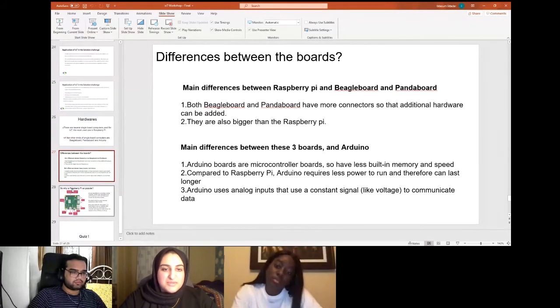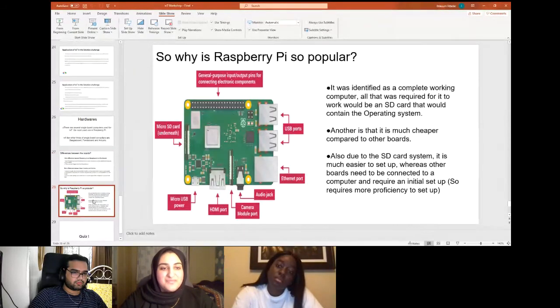And the difference between these three boards and Arduino is that Arduino is actually a microcontroller board, so it has less memory and speed. In comparison to Raspberry Pi, it also uses less power to run, so it can last longer. So there's an opportunity there if you wanted a very long project where you don't have as much time to replace the battery. That might be the one to go for. It also uses analog inputs that use constant signals like voltage to communicate your data.